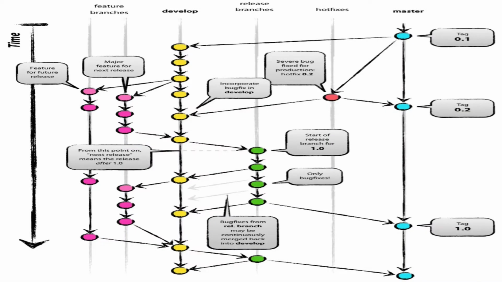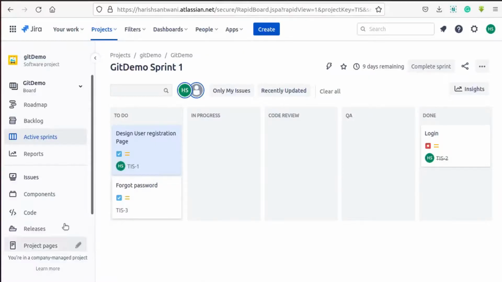Alright, let's start with the real life demo of this Git workflow model. Okay, so we are going to work on this feature which is design user registration card, which has this unique identity TIS1.